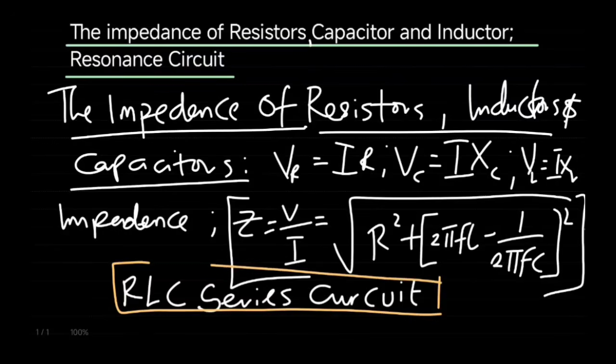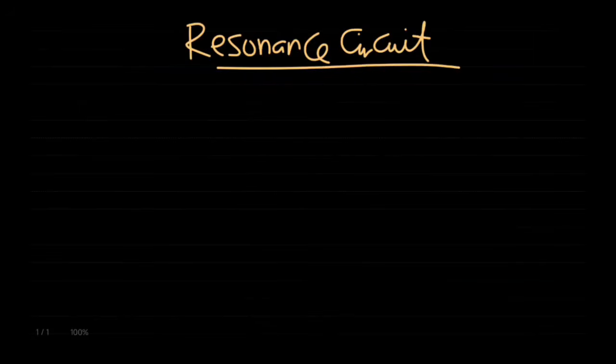Now we'll be solving some problems under the impedance of resistor, capacitor, and inductor in series. And we'll also talk about resonant circuit. Resonant circuit is said to occur in an AC series circuit when the maximum current is obtained.